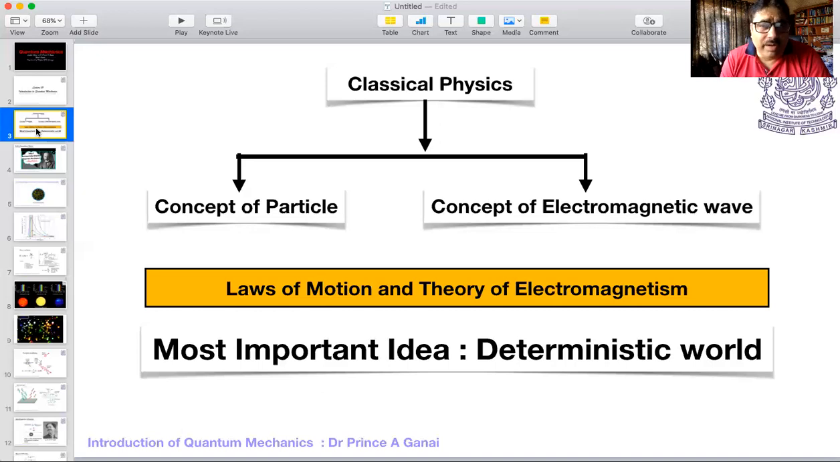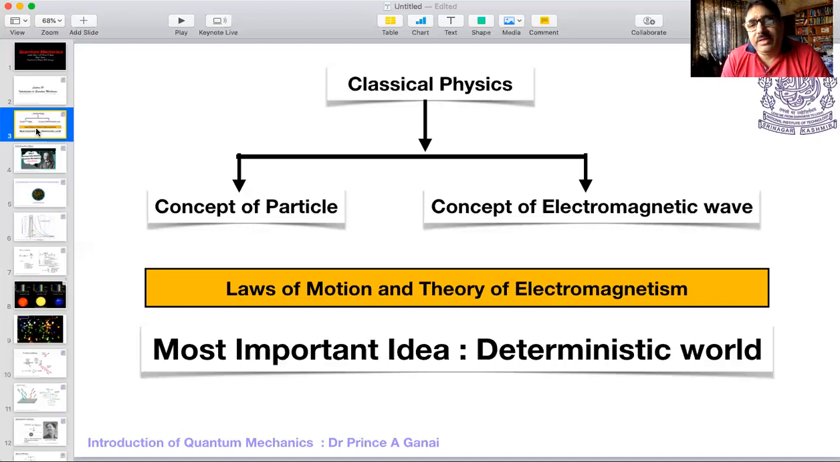The most important idea in physics was that the world is deterministic. That is, if you know the initial conditions of any system, you will be able to predict its future. For example, we are able to tell when an eclipse will happen, exactly and precisely, date and location. The reason is that Newtonian mechanics completely predicts the future if the initial conditions are properly understood.